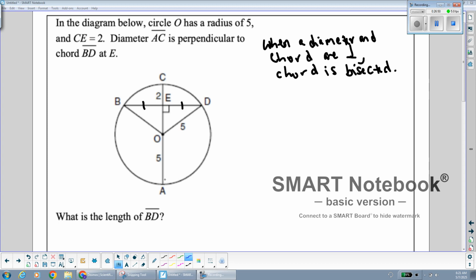OA is the radius of the circle, and so is CO. So I know that they need to be equal to each other. They both need to be 5. Since I already have the 2 part over here, that makes EO 3. And now if I just take a look at this right triangle, you might see it's a 3, 4, 5 triangle. But you can use the Pythagorean theorem to figure that out. But it is a Pythagorean triple.